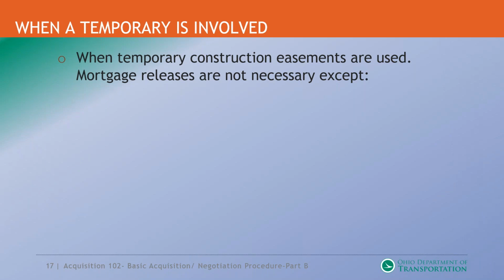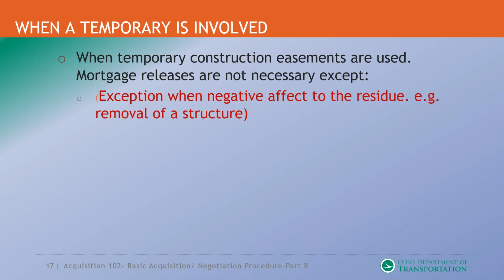Okay, now when dealing with temporaries that involve temporary construction easements, typically a release is not necessary, with the exception if we're going to cause some type of negative effect to the residue. What do we mean by negative effect to the residue? We're going to remove a house or some type of a structure that is in the temporary area. And so quite naturally, we're going to need some type of a release for that because we are going to take that structure.